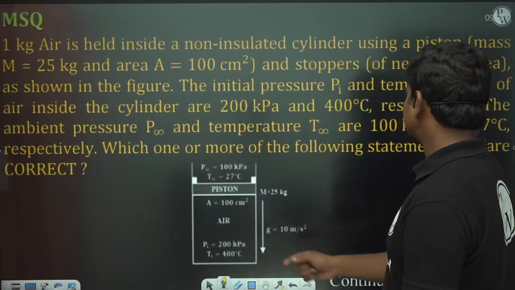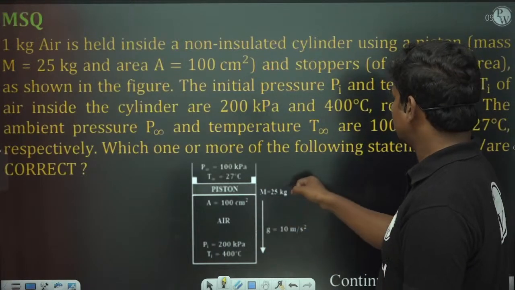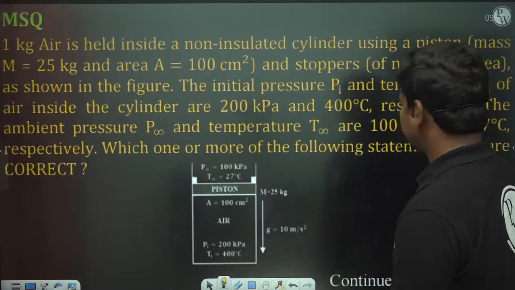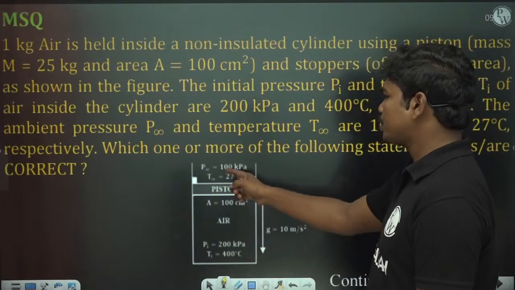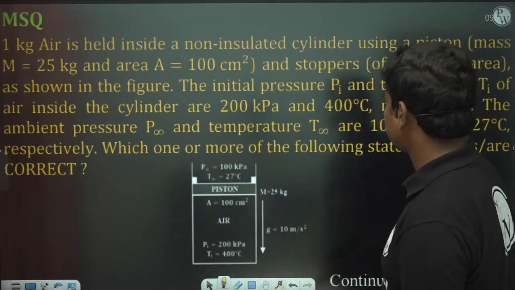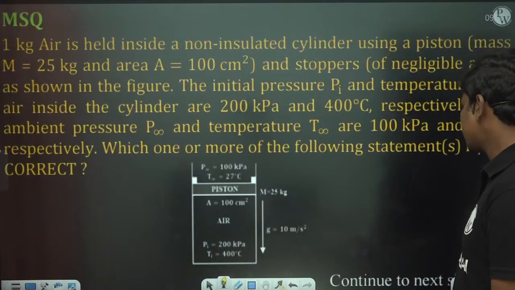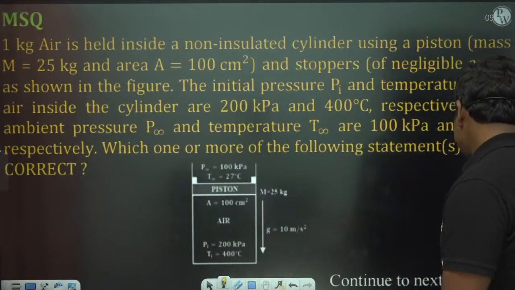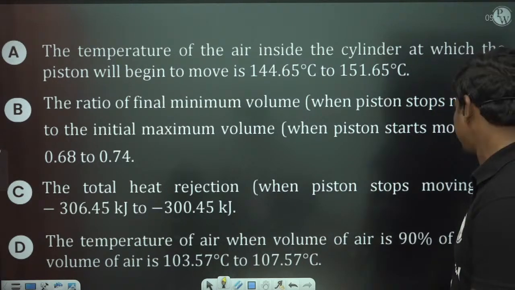The initial pressure Pi and temperature Ti of air inside the cylinder are 200 kilopascals and 400 degrees Celsius respectively. Ambient pressure P infinity is 100 kilopascals and temperature T infinity is 27 degrees Celsius respectively. Which one or more of the following statements is correct in this case? I think this is a very lengthy question, so let us solve carefully.